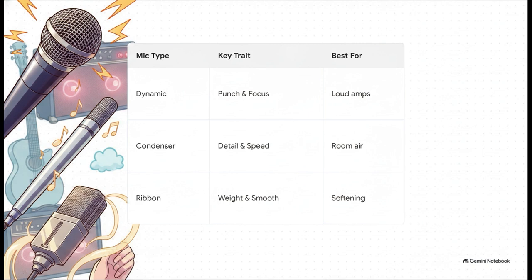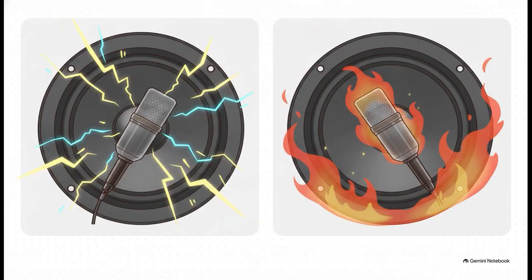Then you've got condenser mics. These are amazing at capturing high-frequency detail and the fast, snappy speed of the strings, making them absolutely stellar for acoustic clarity. And finally, ribbon mics. These beauties are famous for their sheer weight and smoothness. They are basically magic for softening the harsh, spiky edges of a loud electric guitar amp to give you this gorgeous, natural mid-range.